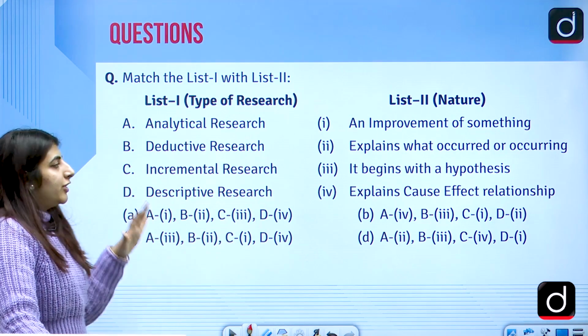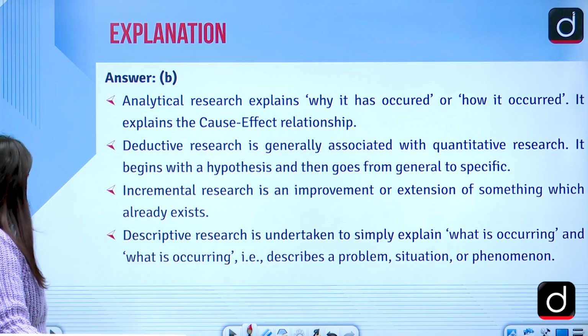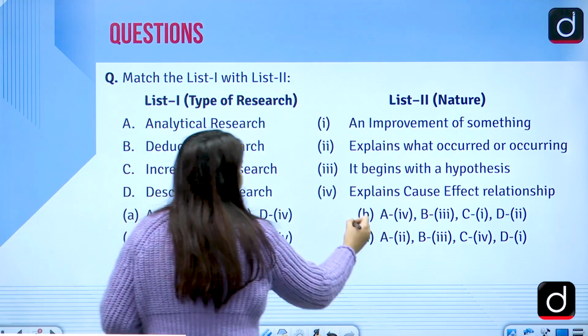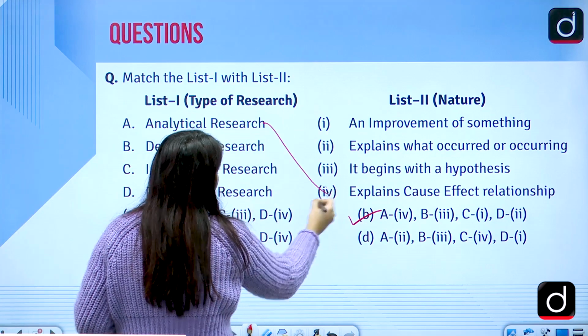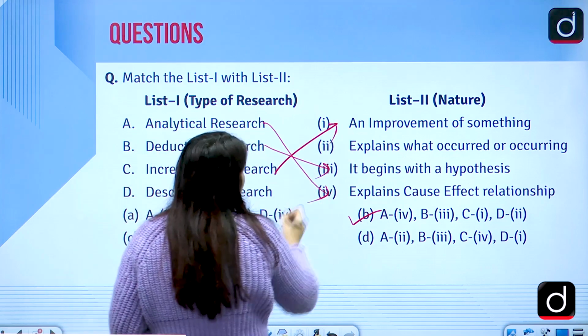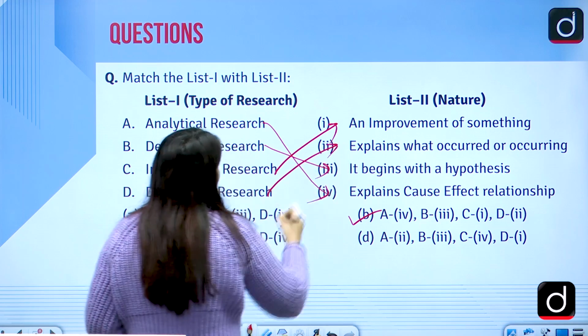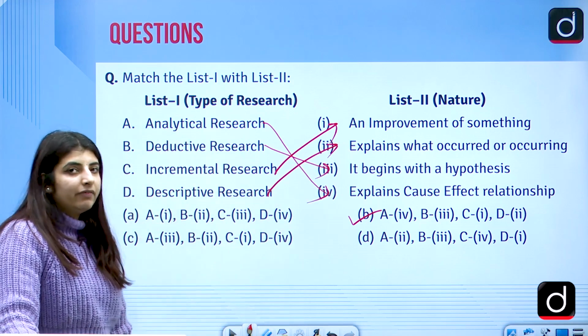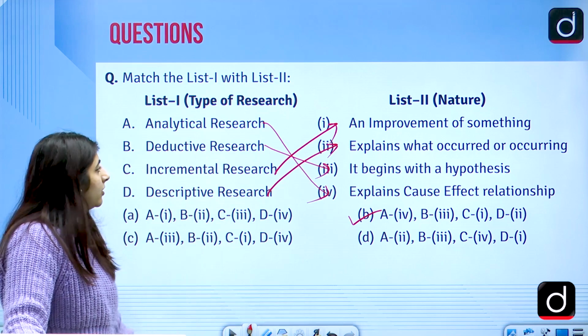The answer here for this question that we have is option B, which says A 4, B 3, C 1 and D 2. So first of all, let's just look here and then we will be moving forward with the explanation.